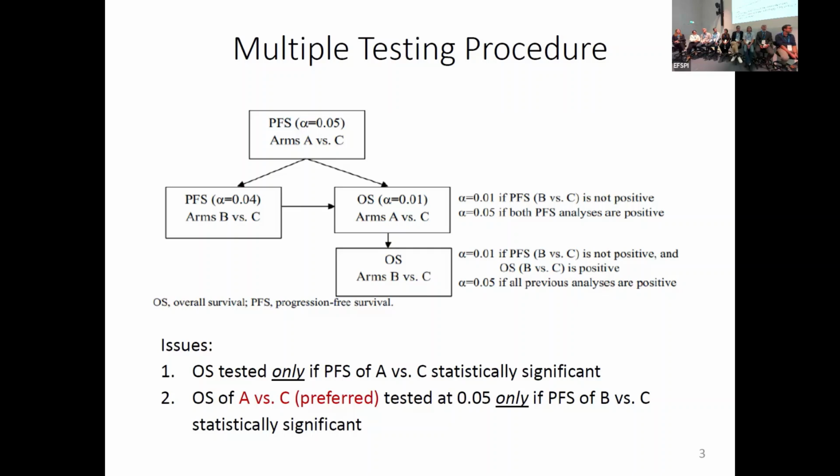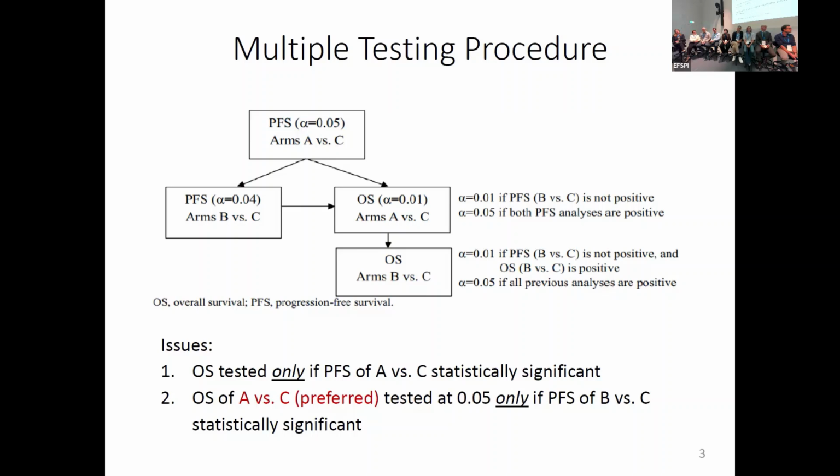So the issues here, in my view, are that you test OS only if PFS is significant. And we've seen, and you regulators have seen, a number of cases where OS was actually quite convincing, but PFS was the primary outcome and you couldn't test OS. So that's a problem. And the second problem here, which is specific to this multiple comparison, is that the OS of A versus C, which remember is the preferred arm, is only tested at 5% if the PFS of the other arm is also significant. Now, surely that doesn't make sense, right?